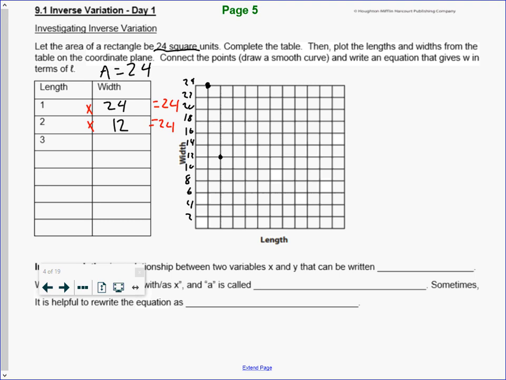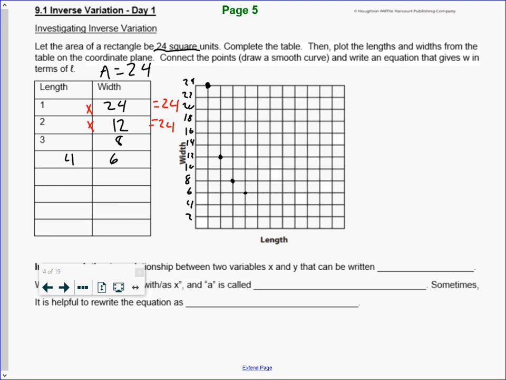My length is 3. I'll have a width of 8. Same thing, 3 times 8 is 24. So 3, 8. And now if my length is 4, my width would be 6, right? 4 times 6 is 24. So my length is 4, my width is 6. So I go to 4, I have 6.